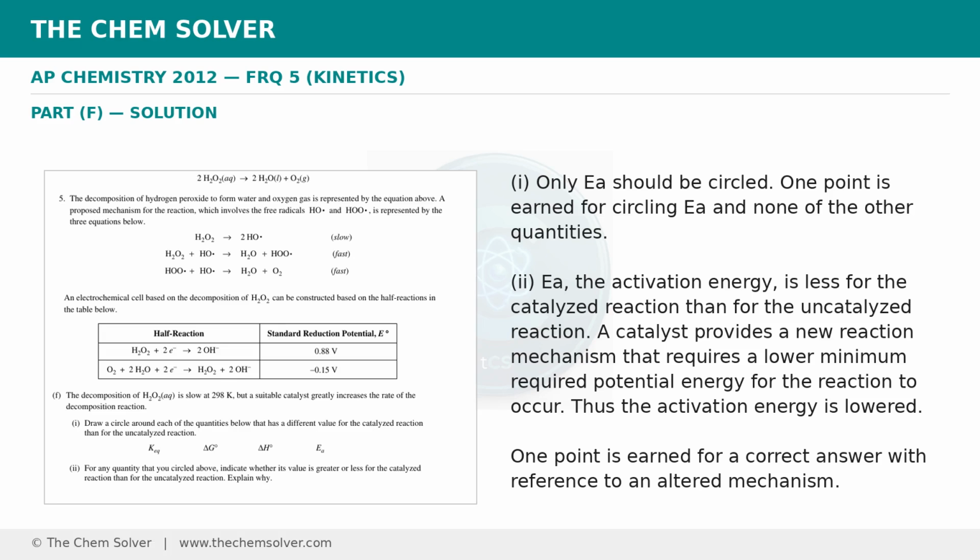1. Only Ea should be circled. 1 point is earned for circling Ea and none of the other quantities. 2. Ea, the activation energy, is less for the catalyzed reaction than for the uncatalyzed reaction. A catalyst provides a new reaction mechanism that requires a lower minimum required potential energy for the reaction to occur. Thus, the activation energy is lowered. 1 point is earned for a correct answer with reference to an altered mechanism.